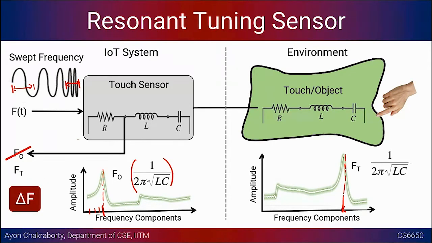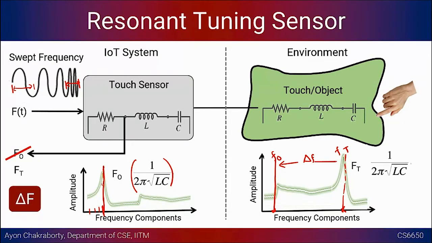So what is the base condition here? The base condition is F0, when there was no touch present in the system. And whenever there is a touch by a certain foreign object, which is coming from the environment, we are going to introduce the changed values of L and C and R, which is going to change the value of the resonant frequency. And what we are measuring is how much it has changed. Let's say it was F0 earlier, and now it is Ft. So we are trying to look at this delta F.